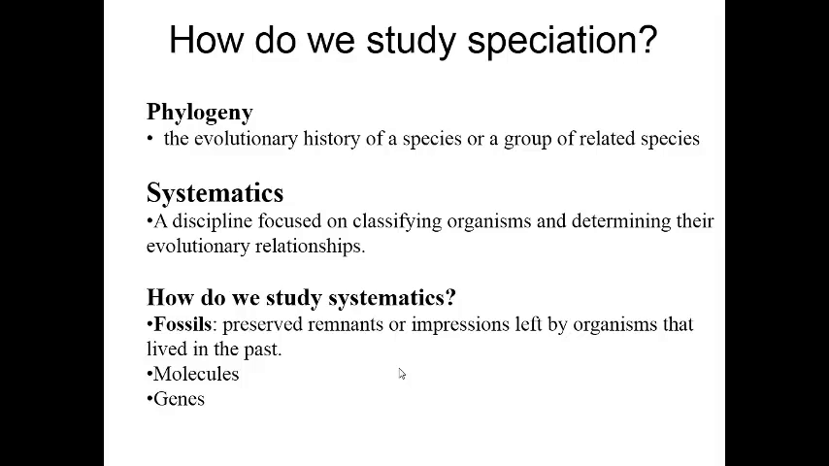different species. In order to create a phylogeny, we look at fossils. Fossils are preserved remnants or impressions left over from past organisms. We also look at homologies between different species. We look at homologous structures. We also look at molecular homologies. We study things like DNA or amino acids shared in common.